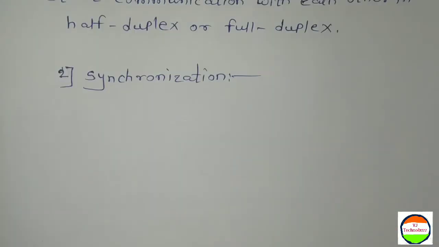Session layer adds some checkpoints when transmitting the data in a sequence. If some error occurs in the middle of the transmission of data, transmission will take place again from the checkpoint. This process is known as synchronization.